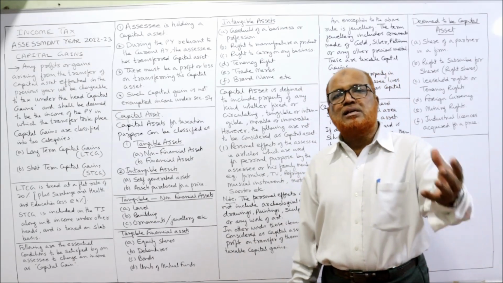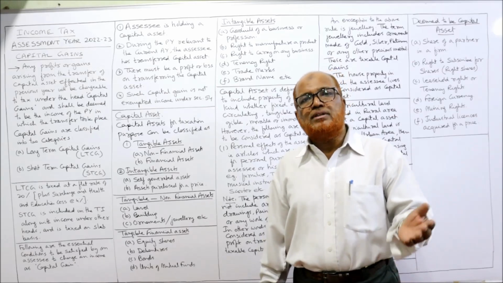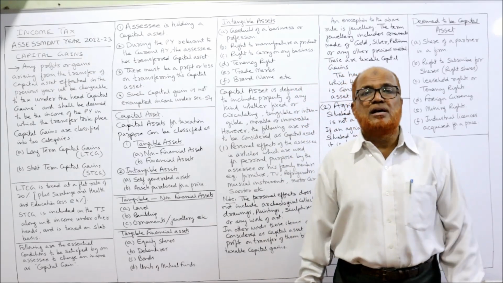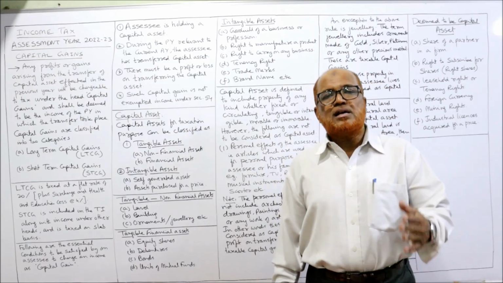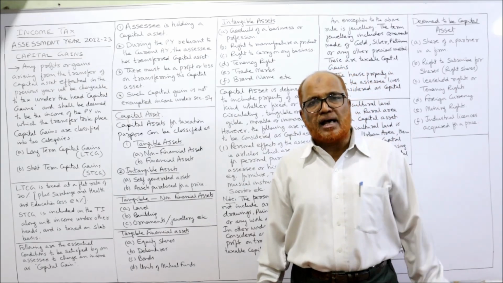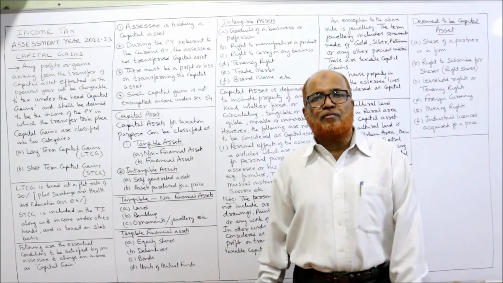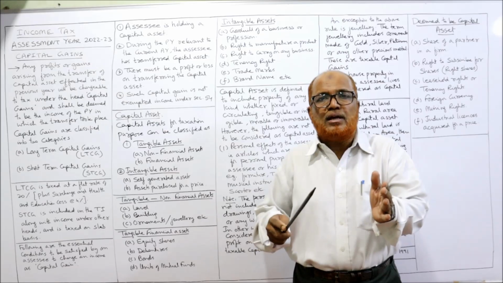Short-term capital gain is included along with other heads of income and taxed at slab rates along with other incomes. Example, a person is having income from salary, income from house property, income from business or profession. So we club all the incomes.